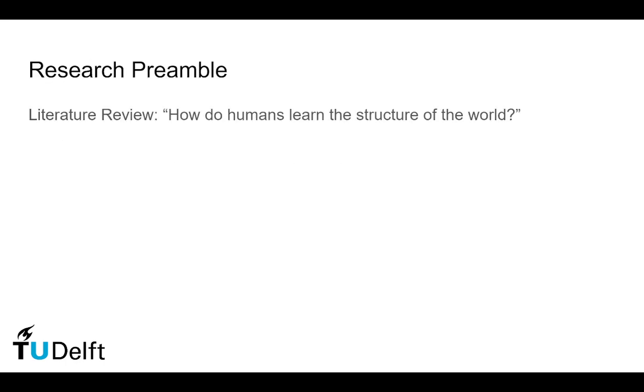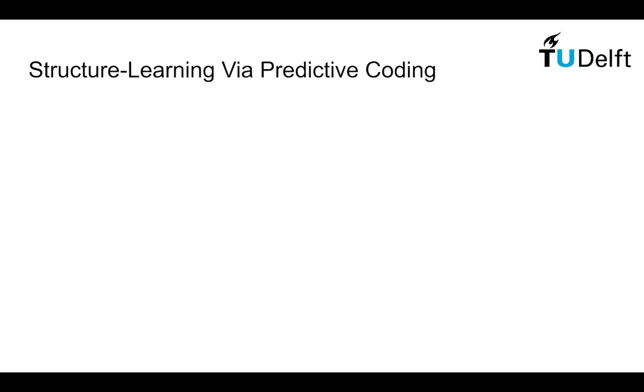In preparation for my thesis, I performed a literature review attempting to answer the question, how do humans learn the structure of the world? In short, neuroscience suggested this theory of mind called predictive coding. Now I'd like to walk us through an exercise where we see this structure learning via predictive coding live.